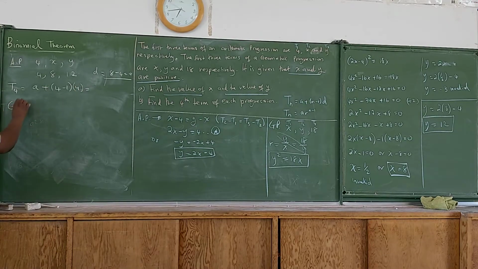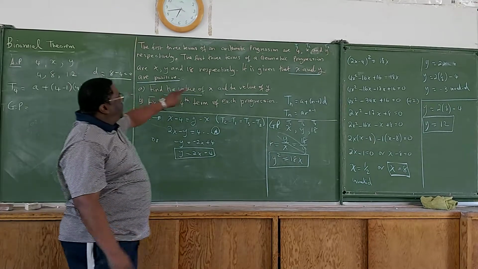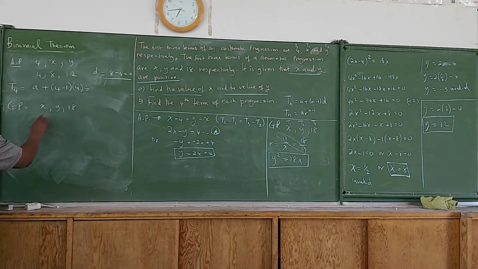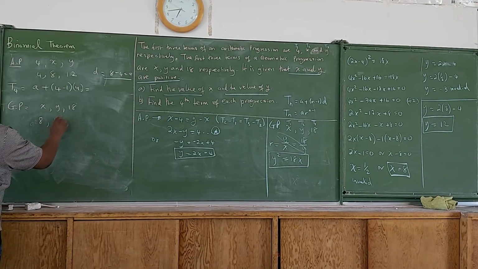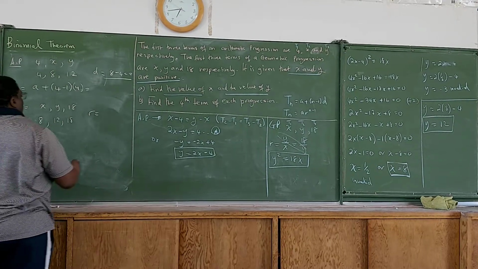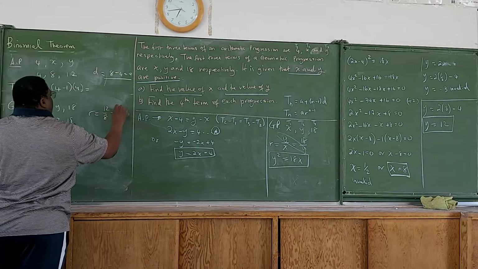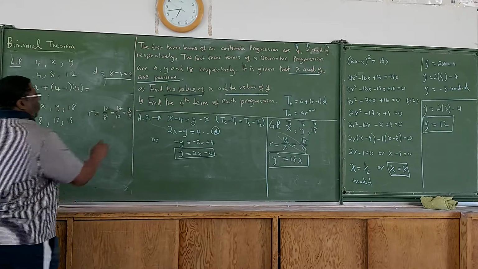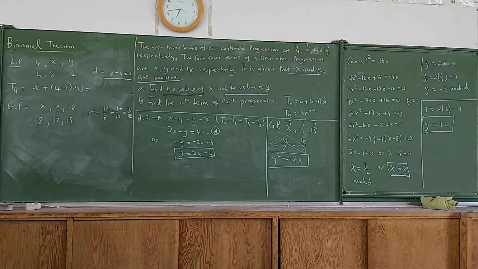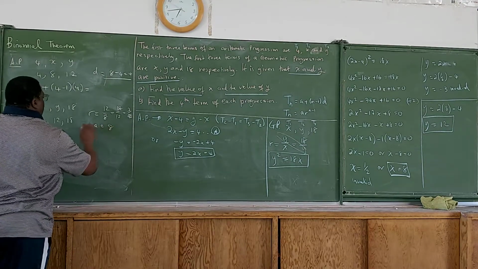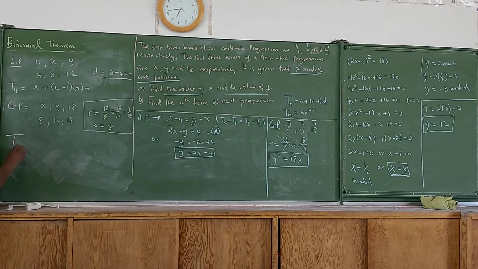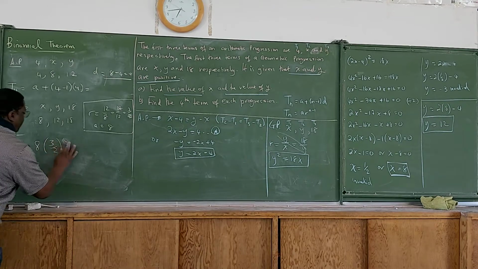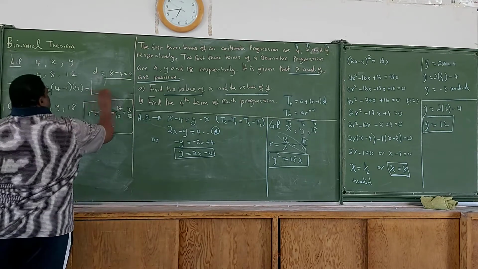When it's a GP, we have got the sequence x, y, and 18. Right? It's x, comma y, comma 18. But we know that x is 8, y is 12, and that is 18. So what is the common ratio? 12 over 8, same as 18 over 12, which is 3 over 2. Yeah, 3 over 2, 1.5. And also we know that a equals 8. So our fourth term will be a, which is 8, times 3 halves to the power 4 minus 1.